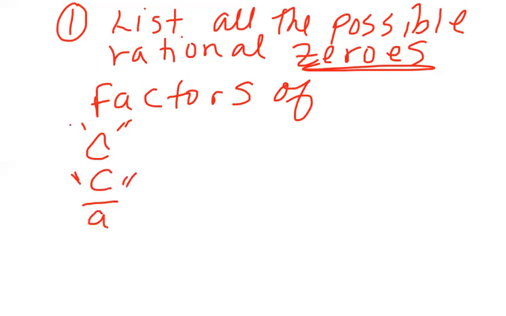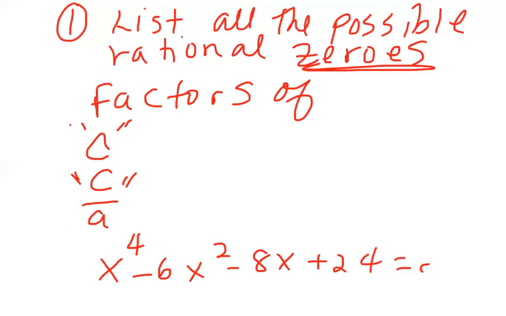as in the constant divided by the leading coefficient. In the case of our polynomial here, guys, x to the fourth minus 6x squared minus 8x plus 24 equals 0, our C value for this problem is 24. That's our C value. So we're going to list all the factors of C, guys.